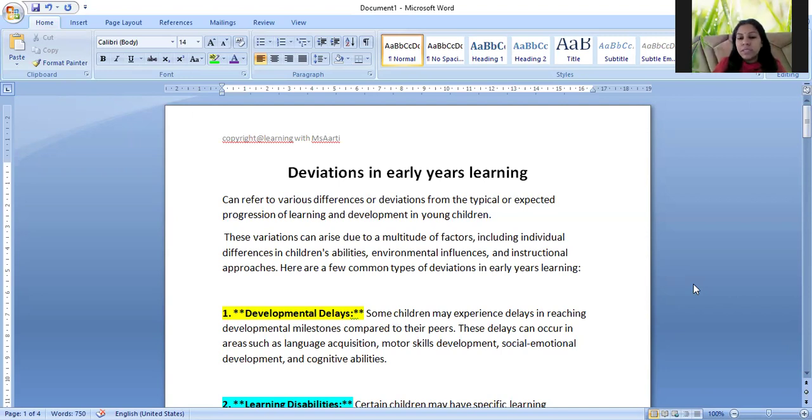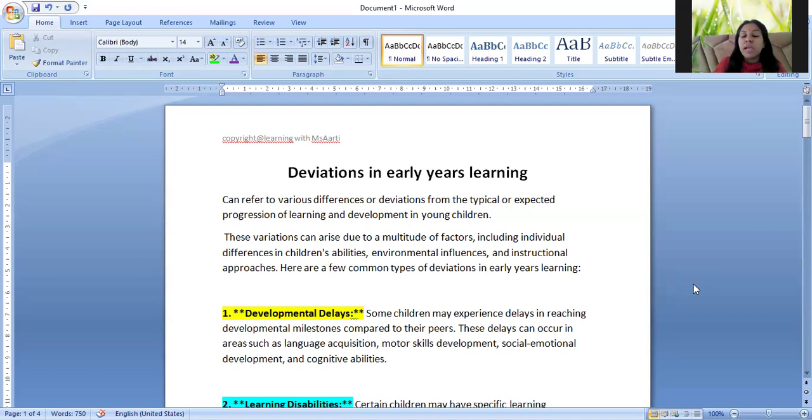Environmental influences. Naturally, when we are in the classroom, we face different influences and instructional approaches too. So as a teacher, the way I teach in my classroom and the way my co-teacher teaches is naturally different, though we have the same protocol. So that is what I'm putting light on today, that deviations in early years learning is very obvious.